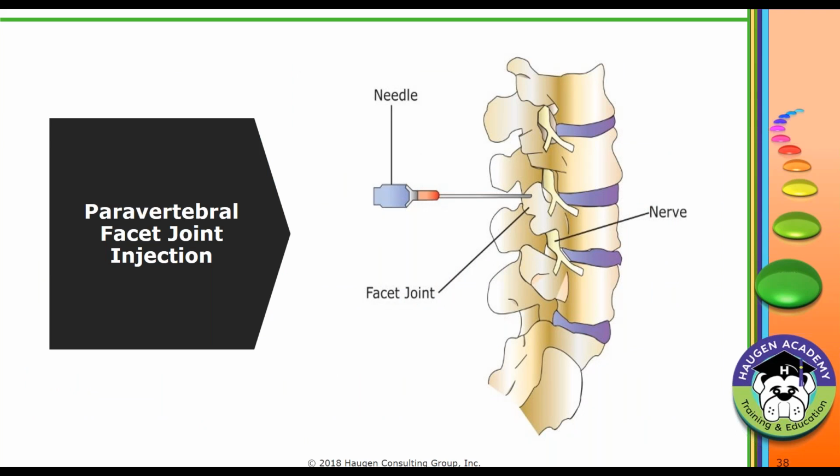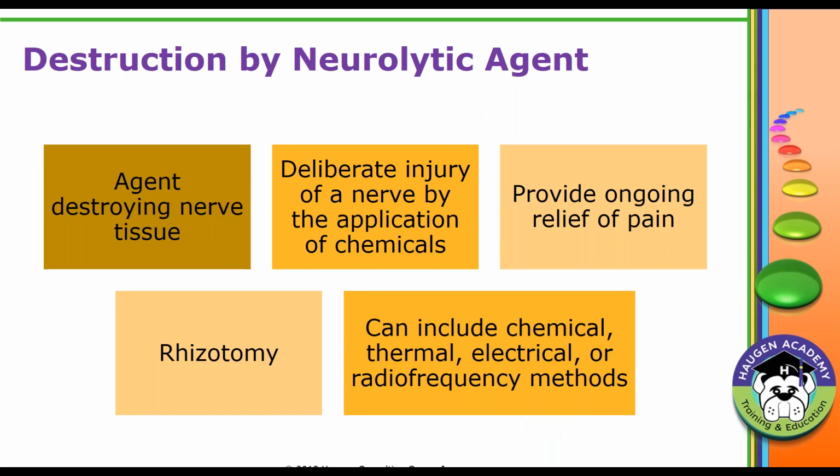We talked a little bit about neurolytic agents, but they are any agent that's destroying nerve tissue. A neurolytic block is a form of nerve block that involves deliberate injury of a nerve by the application of chemicals. The purpose is to provide ongoing pain relief that could be from disease or an abnormality of that nerve root. The procedures are sometimes called rhizotomy, and they provide pain relief at different time intervals, from weeks up to a year.